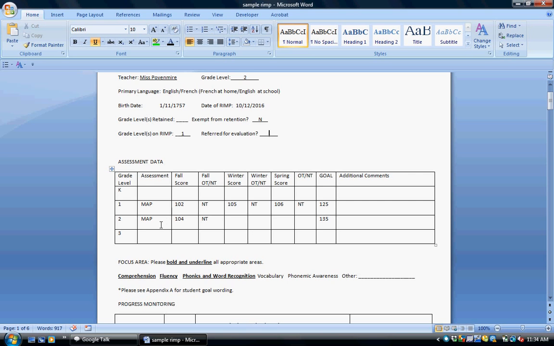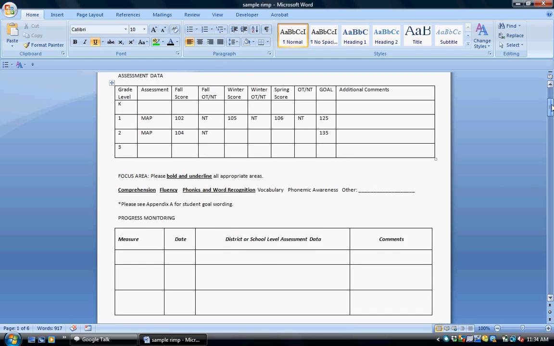2nd grade comes around, on his MAP, he got a 104, which is not on track. We're doing a 1st quarter RIMP, and his goal is 135. So I'm looking at his pretend RIMP data, and I notice that he's really struggling in comprehension, fluency, and word recognition. I've already bolded and underlined those, so I know what I'm looking for. When I go to progress monitoring, these are the things I will do with him to see how he's getting on his skills. So, for Alexander, we use a comprehension test.